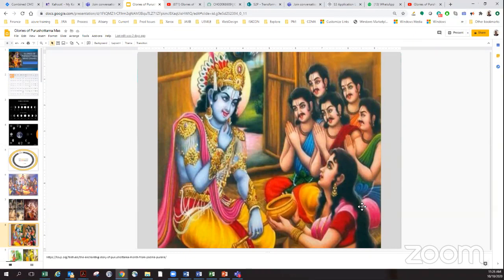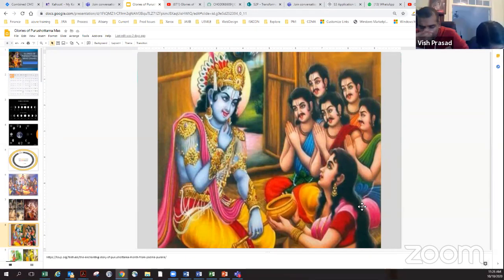she asked Durvasa Muni, "What can I do? You have to save me." He said, "Why don't you pray to Lord Shiva?" So she prayed to Lord Shiva. It was in another yuga, so people used to live for thousands of years. She prayed for like 8,000 years, and then Lord Shiva came.